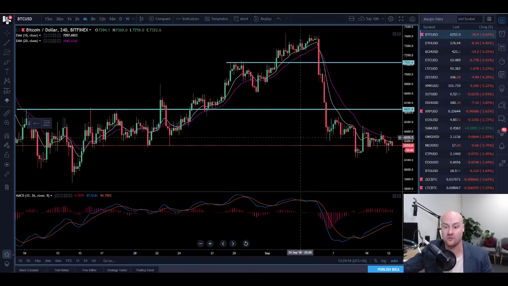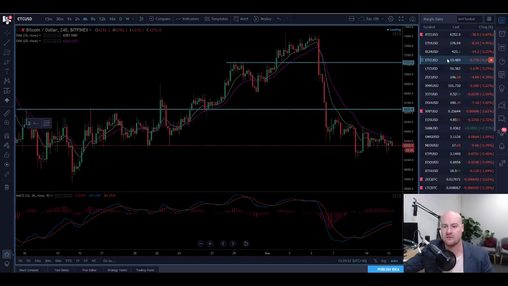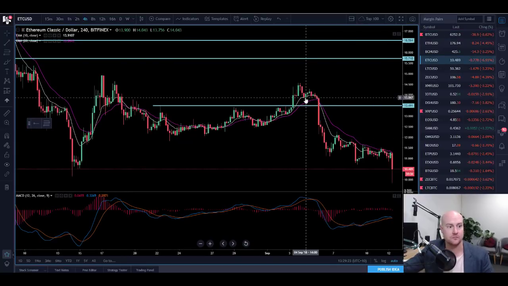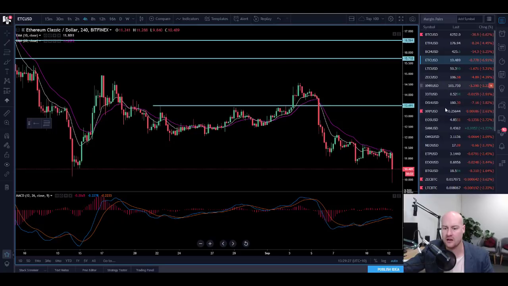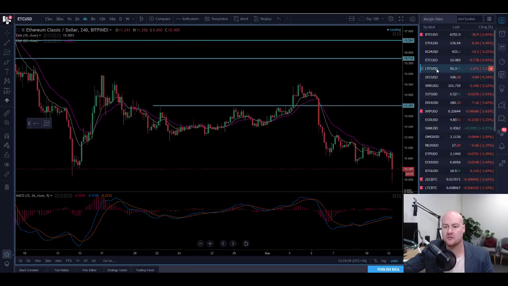So I use horizontal levels. Let's break down something that's actually got a bit of a trend here. Actually, let's break down a recent trade. Where are we?